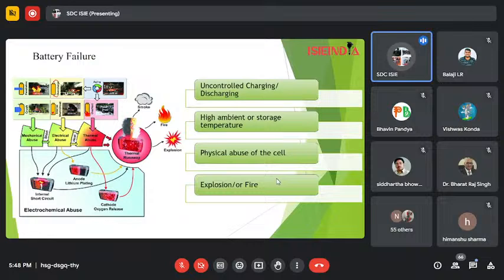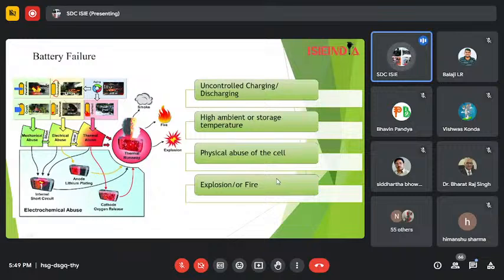So you might have heard lots of rumors or lots of news about electric vehicles that they are getting burned out, they are catching fire, they are getting blasted, right? They are very dangerous, but it's nothing like that. Electric vehicles are very safe. We just need to concentrate on some things which may lead to battery failure, right? So what will lead to battery failure? The uncontrolled charging and discharging, which is nothing but electrical abuse.